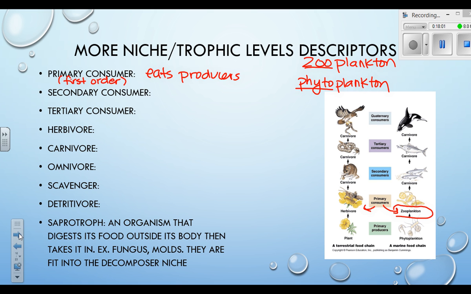Phyto is talking about light. So zooplankton are plankton that are acting like an animal. Phytoplankton are the ones that can use light, and so they are photosynthetic. They're like tiny miniature marine plants. So zooplankton, like an animal, phytoplankton, like a plant.